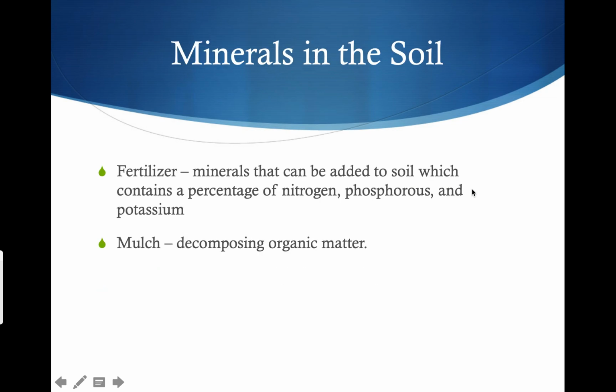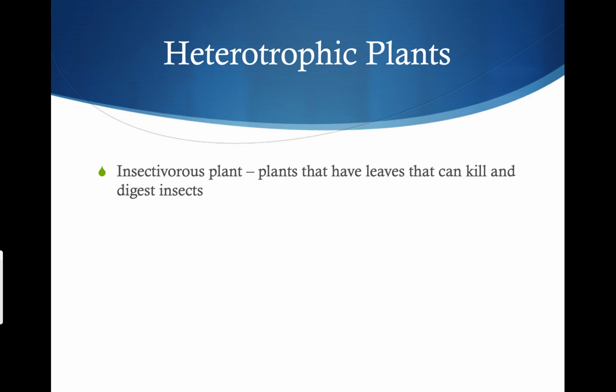Minerals in the soil. Fertilizer is minerals that can be added to the soil which contain a percentage of nitrogen, phosphorus, and potassium. These help plants. Mulch is what we call decomposing organic matter. Mulch and fertilizer both smell, but many times mulch smells much worse. If you go by a farmland, you might be like, oh my gosh, what is that smell? That is decomposing organic matter.